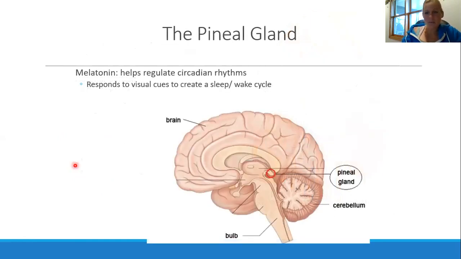All right. Pineal gland. So again, we said the pineal gland is located in the brain. It's going to release something known as melatonin, and this is going to help us regulate our circadian rhythm. So this is going to respond to visual cues to create a sleep-wake cycle. The way that melatonin is released is cyclical, and it's related to if it's light out or dark out.